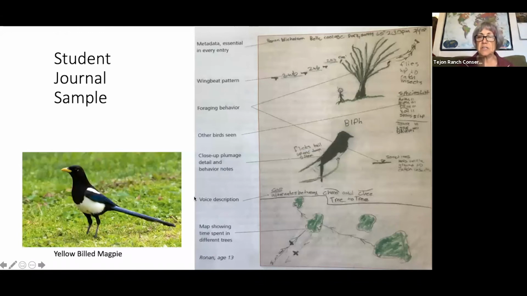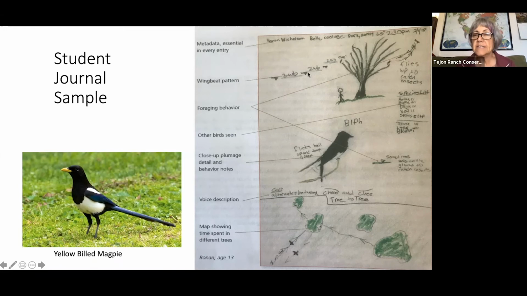Here's another student's journal entry. Again, at the top, here's the metadata. Then here's something really cool. This student is studying a bird, and it actually did a bird wing beat pattern.